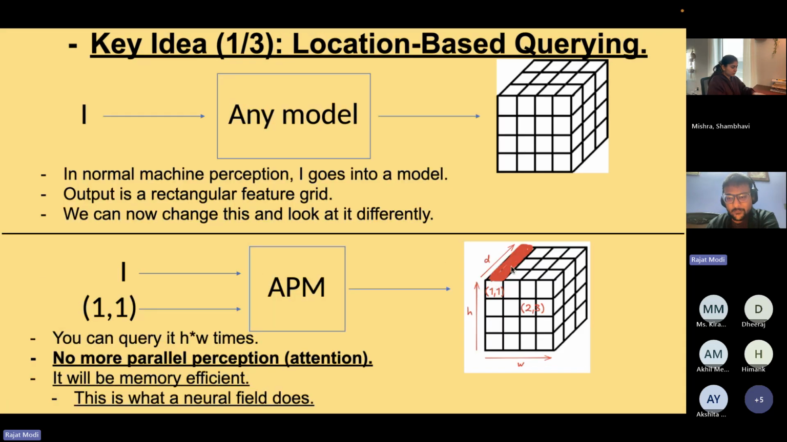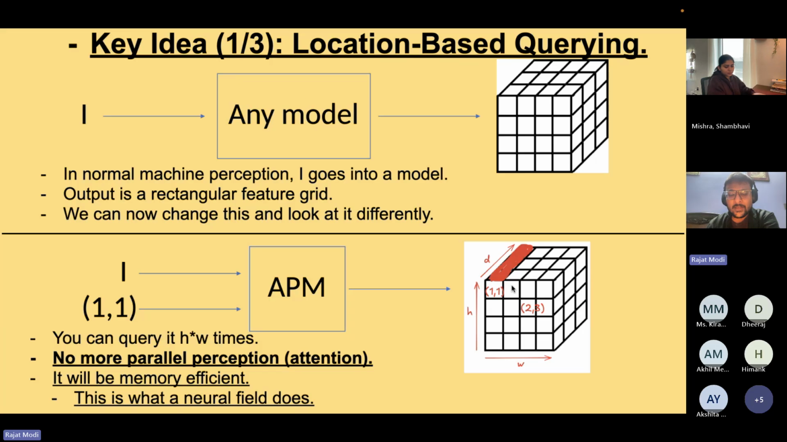It can directly give you the red vector at this location. So if you query this network height into width times, one location at a time, you can basically predict this whole grid in parallel. In the above case, you made one feed forward through the network and got the rectangular grid in a single shot. But in the bottom case, you query it one by one and get these vectors along the D dimension one by one.